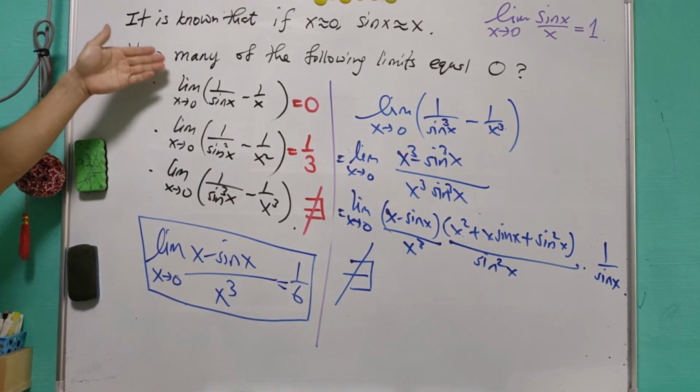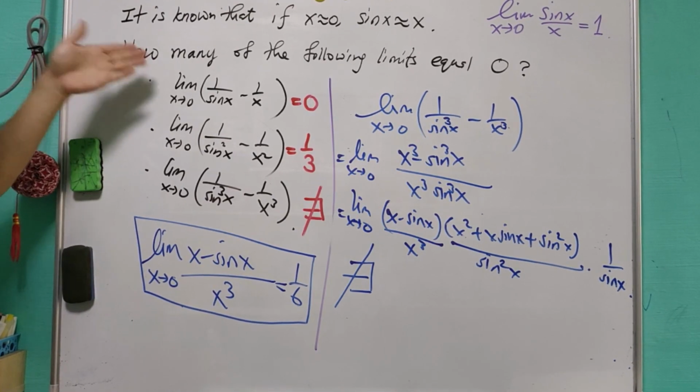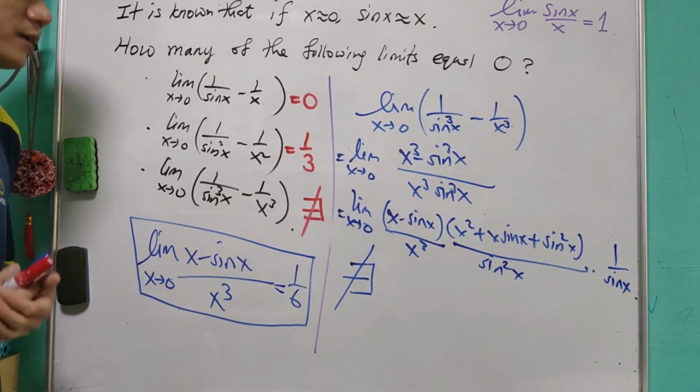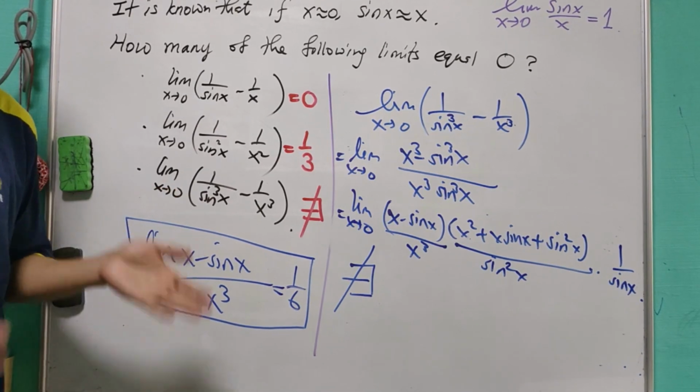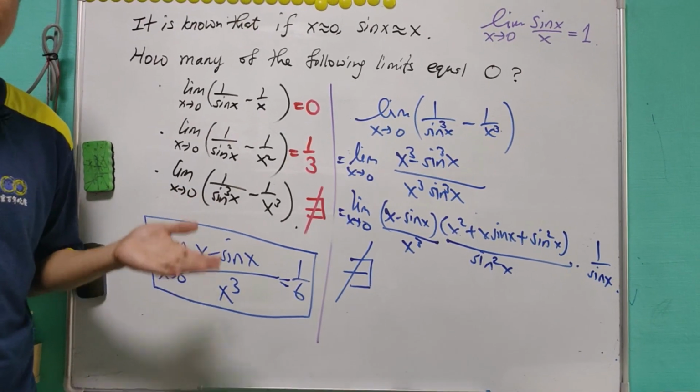Obviously, there's only one of the limits that equals 0. With this small technique, you can try the extension question and check the answer in the description.